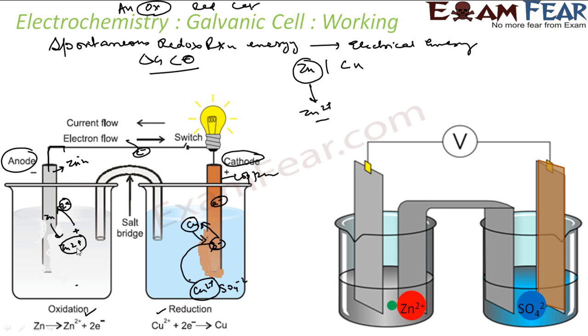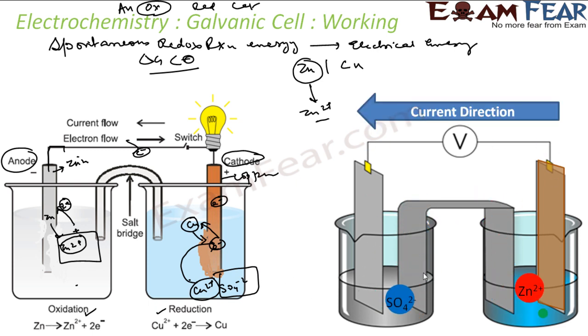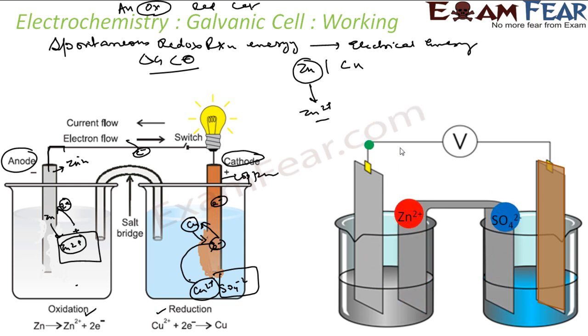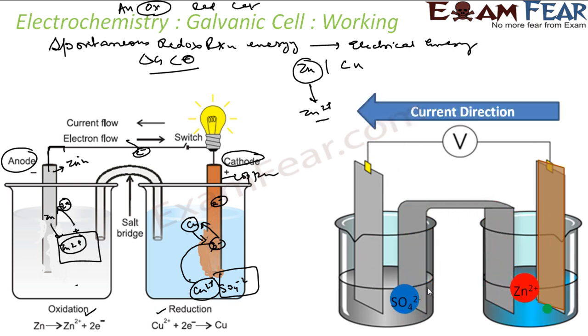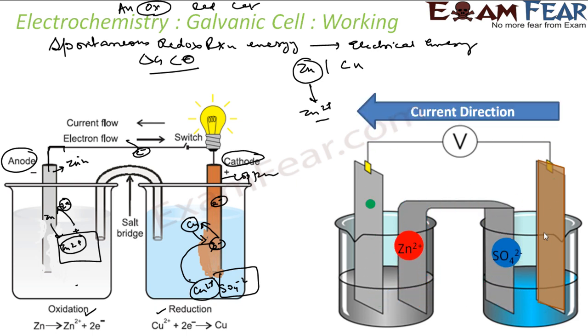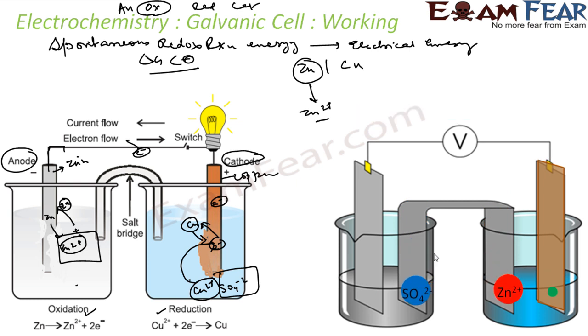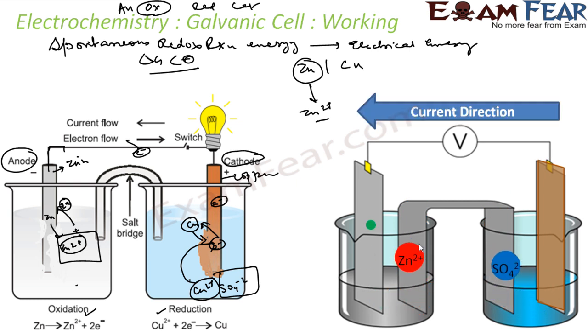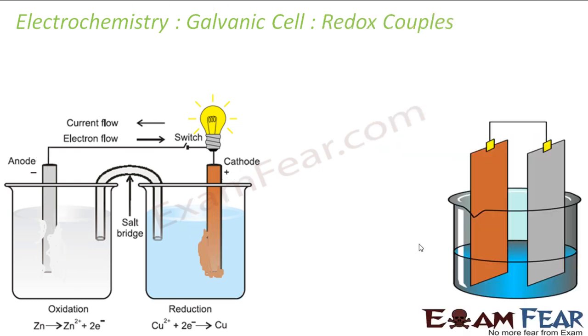And since zinc is oxidized, a lot of Zn2+ is here, and a lot of SO4 2- is left here. These two are left. The difference in charge, the salt bridge helps to neutralize. If you see the same animation we saw, this is the flow. The green one is the electron. The electron flows in this from left to right direction. The current flows in the reverse direction. And the excess Zn2+ in the left container, and the excess SO4 2- in the right container get neutralized using the salt bridge. That is the typical working of this galvanic cell.